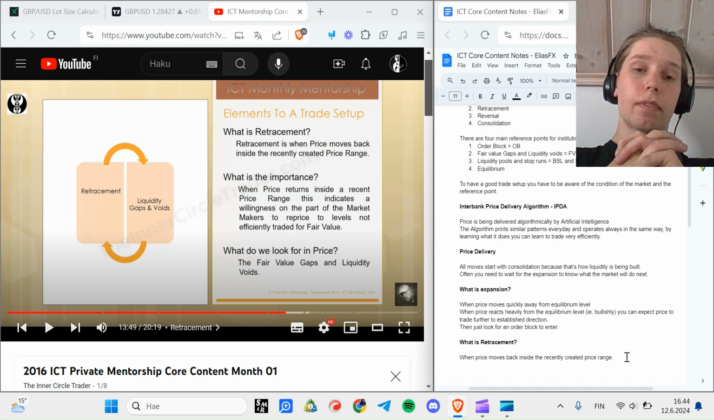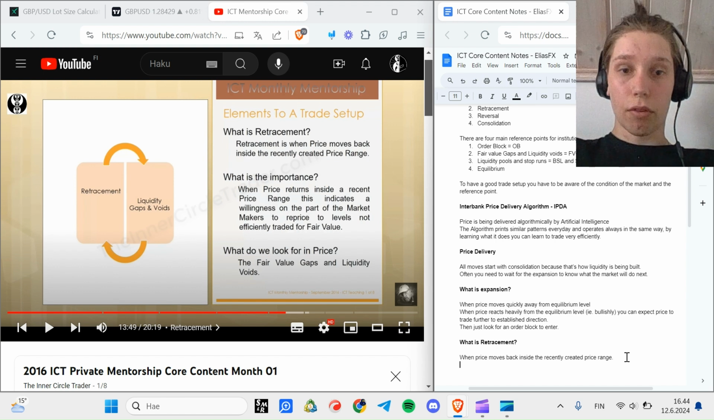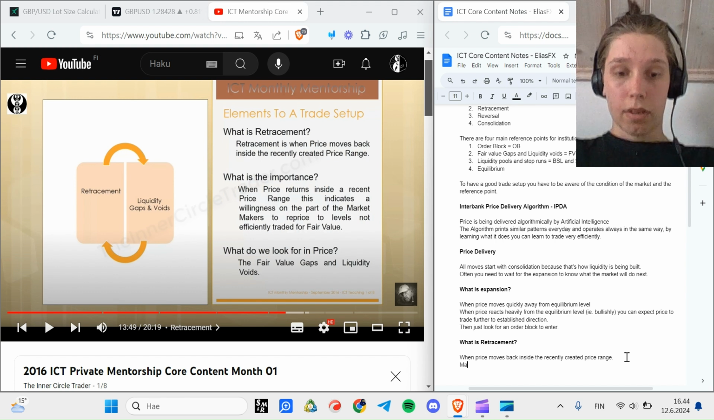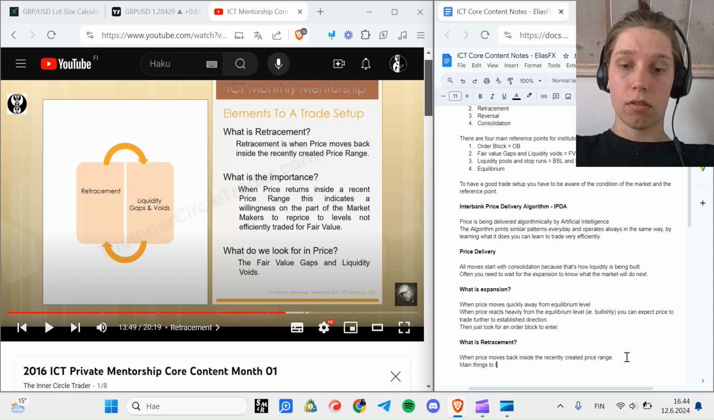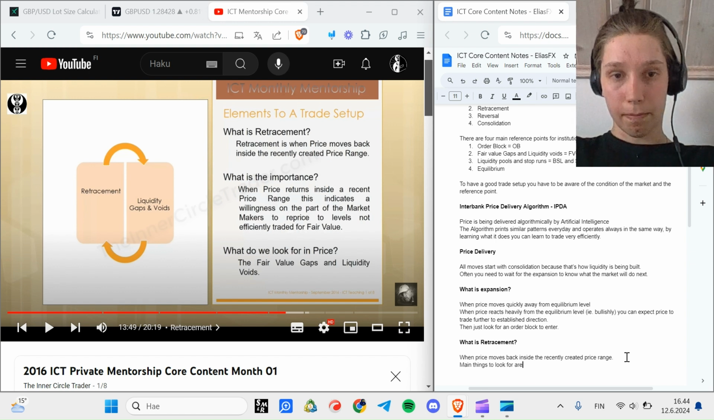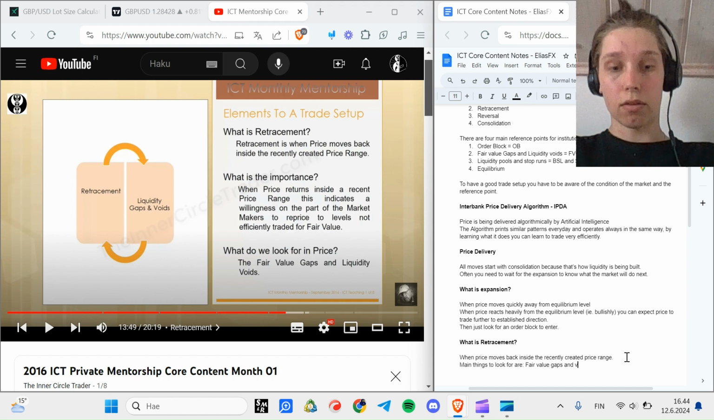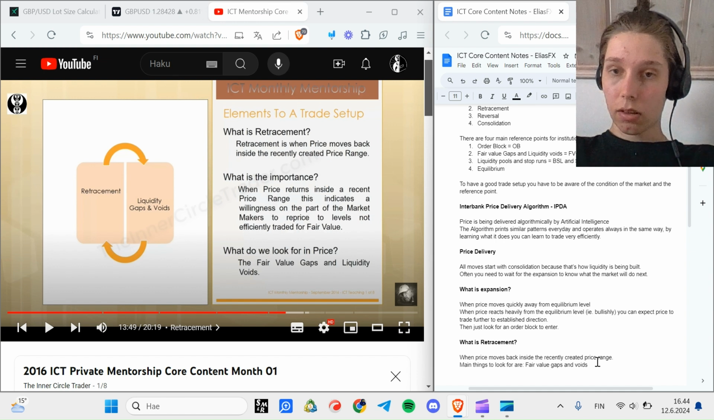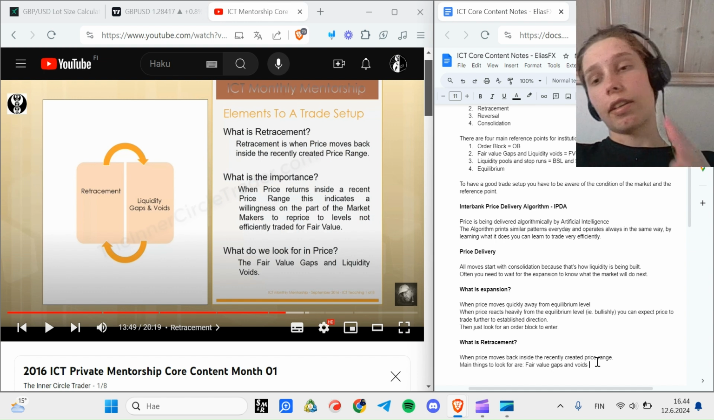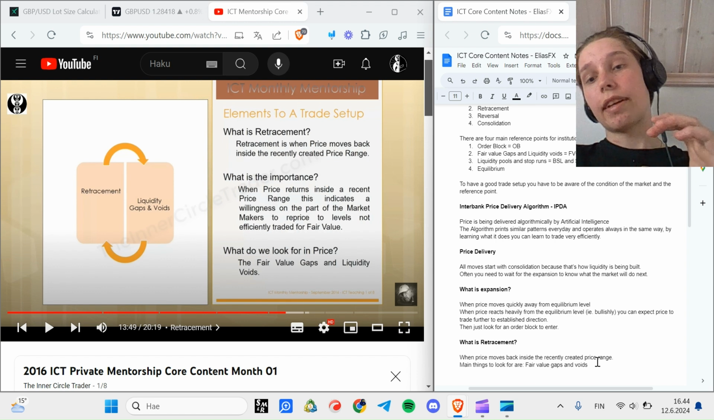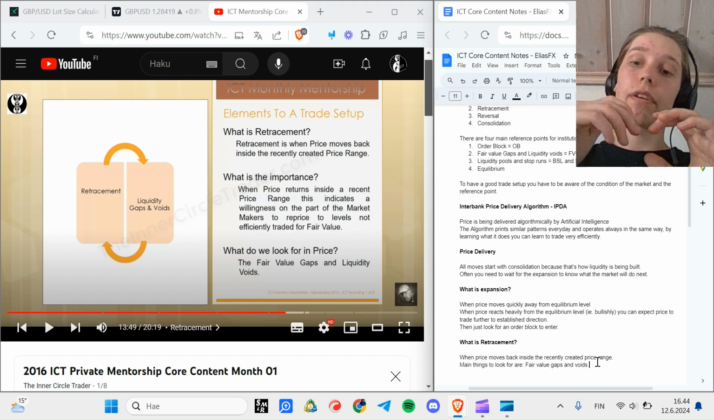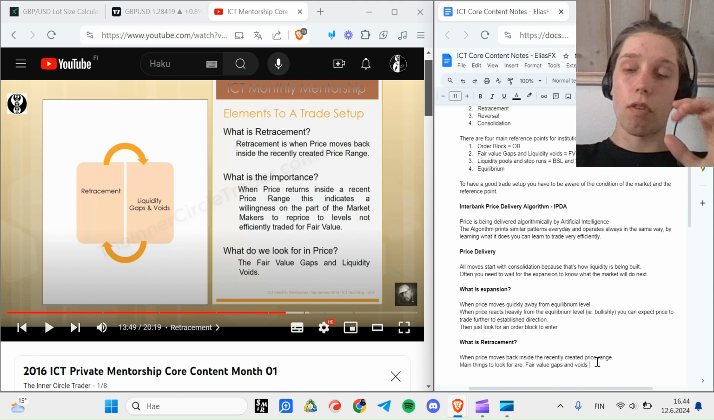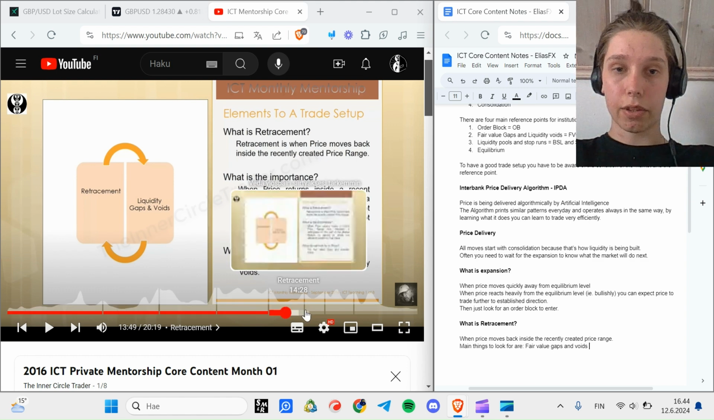And the main things to look for are fair value gaps and voids. Inside, let's say in the bullish range, you have a fair value gap that is a good target for price to move inside of that fair value gap before it's expanding further. So that's the main idea here with the retracement.